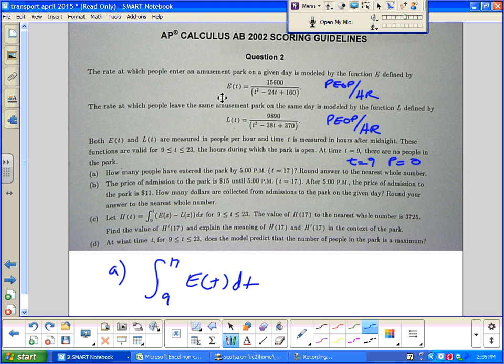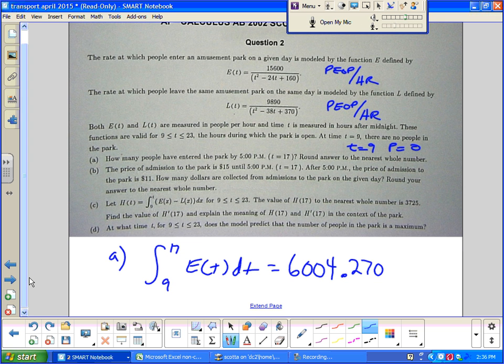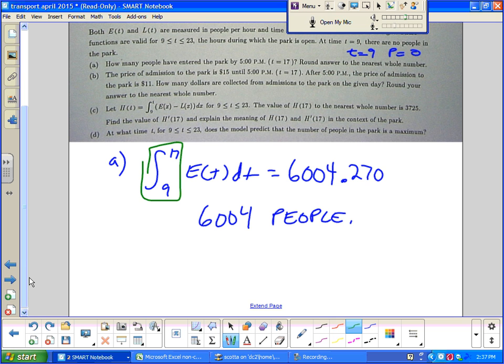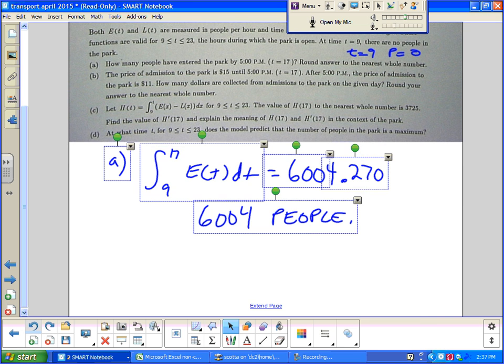If I do that, this spits out 6,004.270 something. But this is one of those times where it said to the nearest person, so you do not go 4 decimal places. It's 6,004 people. And this one's pretty easy. But you think to yourself, that wasn't hard, but this is a point, this is a point, and this was a point. It's 3 easy points out of 9. So that was letter A.